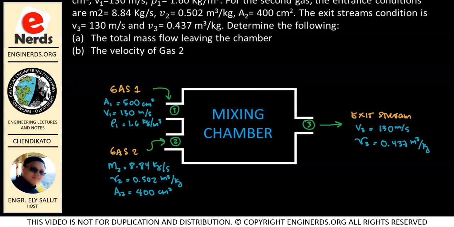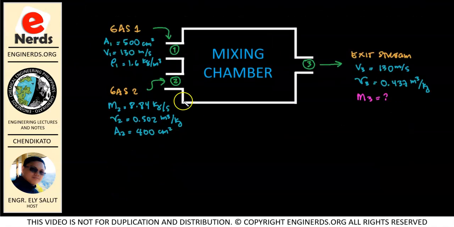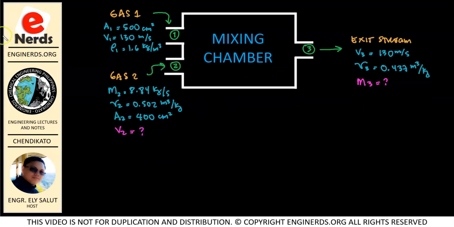Sulat na rin natin yung mga required para alam na natin. So, yung total mass flow leaving the chamber. So, kailangan natin makuha yung mass 3. Di natin alam yan. And then, kailangan din natin makuha yung velocity of gas in stream 2, no? So, kailangan natin makuha yung V2. We do not know that. So, yan yung mga required natin. Alright, so nasulat na natin lahat ng given natin. It's now time to calculate for their values.